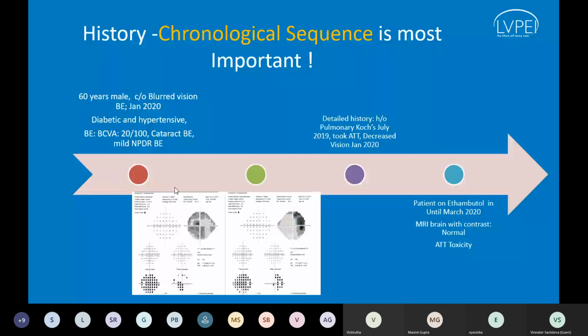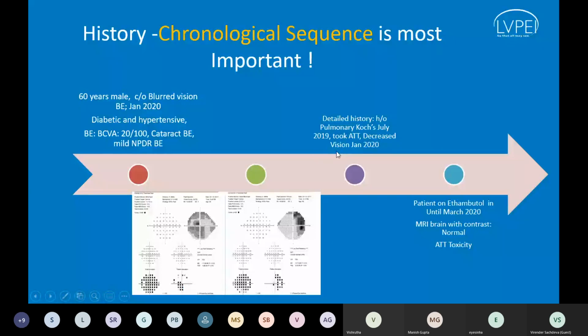So these were the visual fields with which the patient came to us. We can see that there is a temporal hemianopic field defect in the right eye, as well as a central scotoma extending inferiorly in the left eye. At this point of time, it was thought that it's an optic neuropathy and the patient was sent to us.